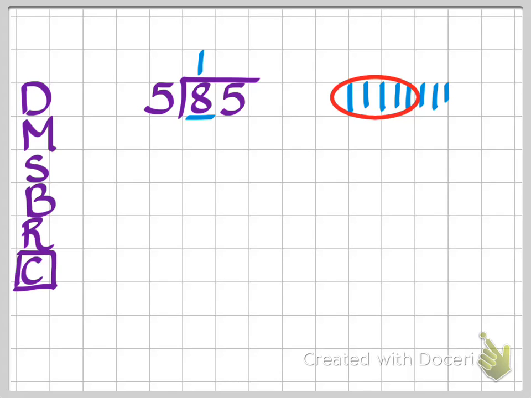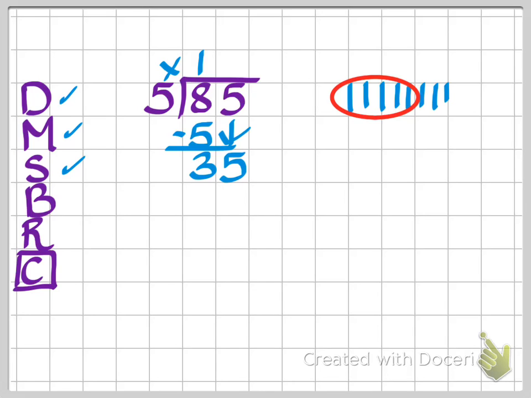So we divided, now we need to multiply, and we're going to multiply 1 times 5, and that of course gets us 5. And then the next step is subtract. We have to say 8 take away 5, and that gets us 3. Now the B stands for, good job, bring it down. And we're bringing down the 5 now.